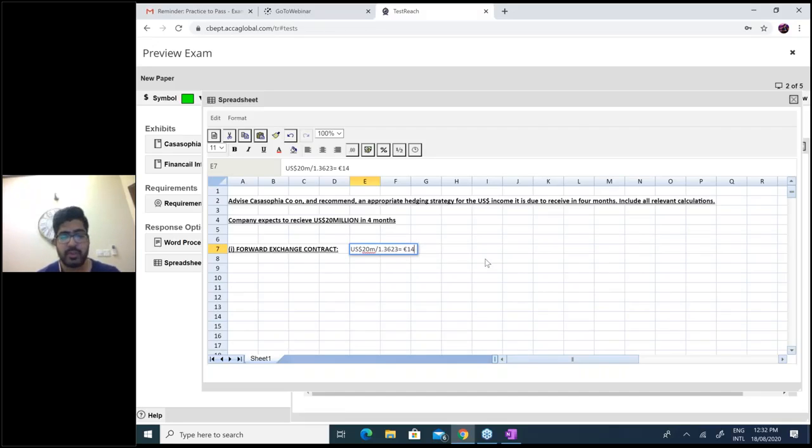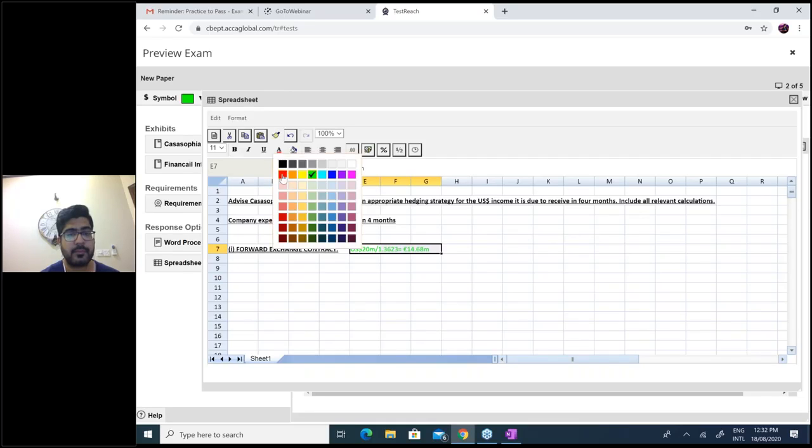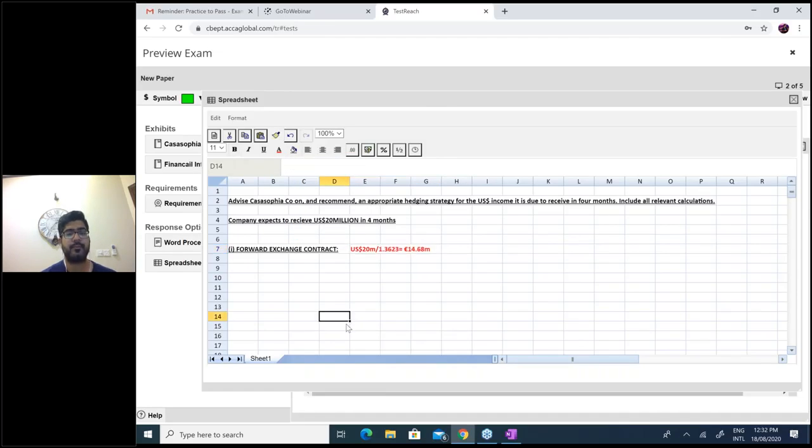Euro, 14.68 million. I could have just directly done it via Excel formulas, but I just wanted to show you the complete working.